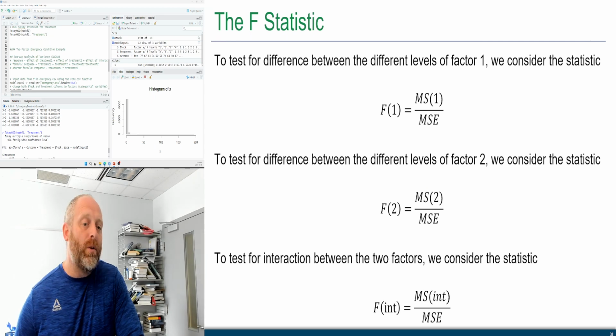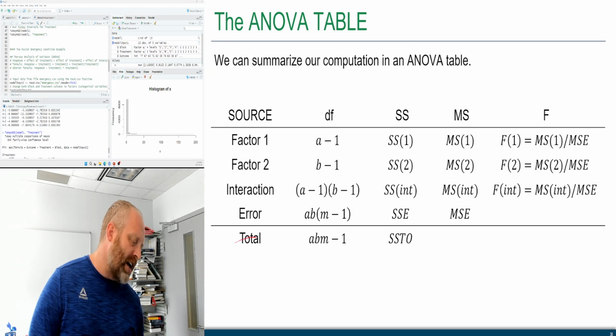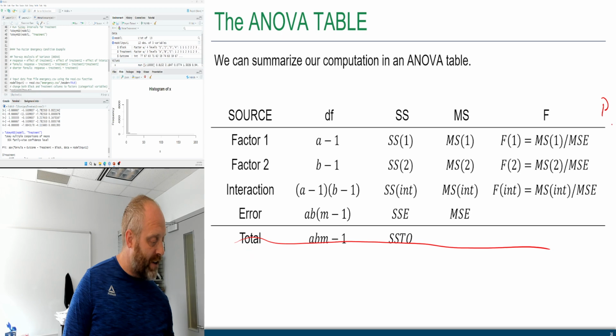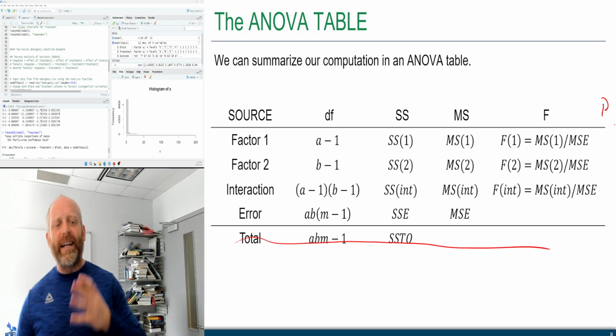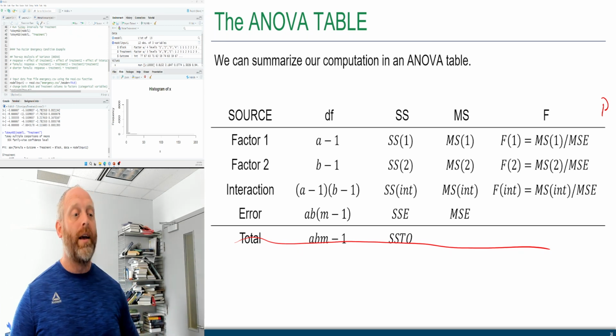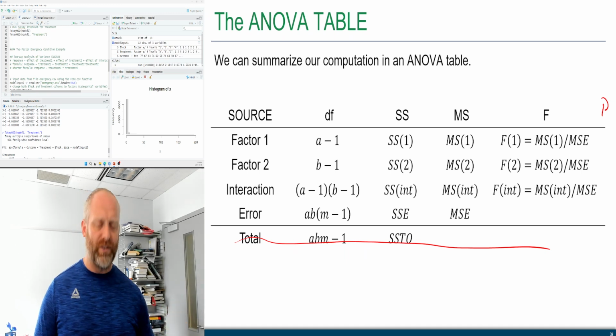So my ANOVA table, or as R will produce for us, a slight variation of this. Again, that first column represents our sources of variation. So I have my factor 1, I have my factor 2, I have my interaction, my error. R is not going to give us this last line, and it's going to give us the additional column of the p-value. The second column is going to be degrees of freedom. Third column, sum of squares, then mean sum of squares, my F statistic, and my p-values.